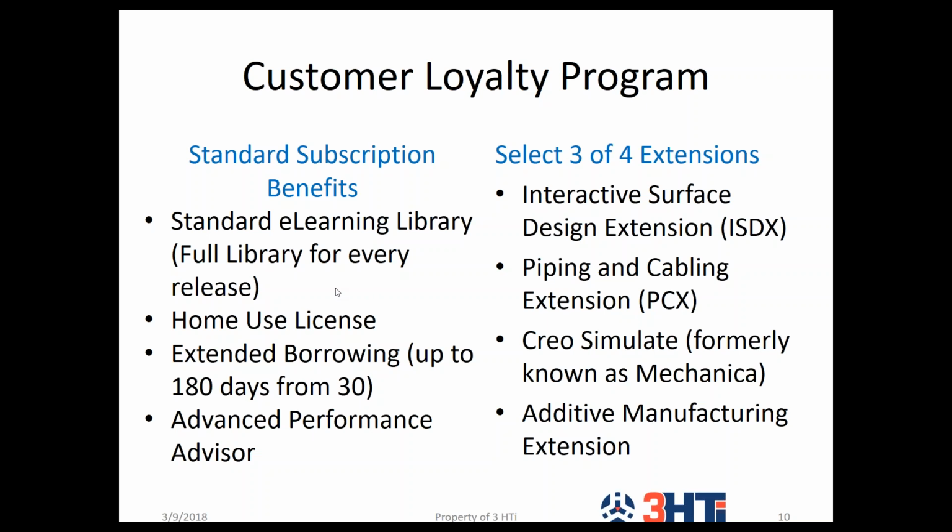You will pick up the design exploration extension as well as the human factors analysis extension, and you will also receive a home use license, extended borrowing, and the advanced performance advisor. But you will also be able to select 3 of these 4 extensions: the interactive surface design extension, piping and cabling, Creo Simulate, and additive manufacturing.